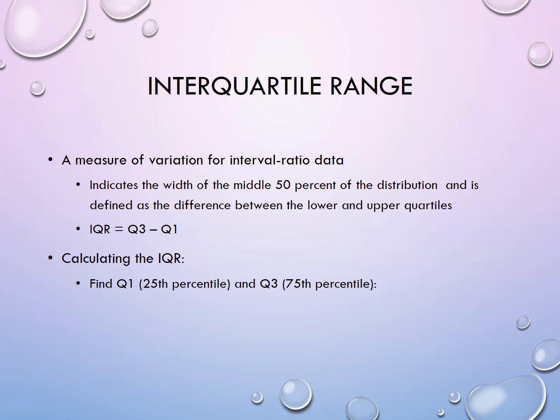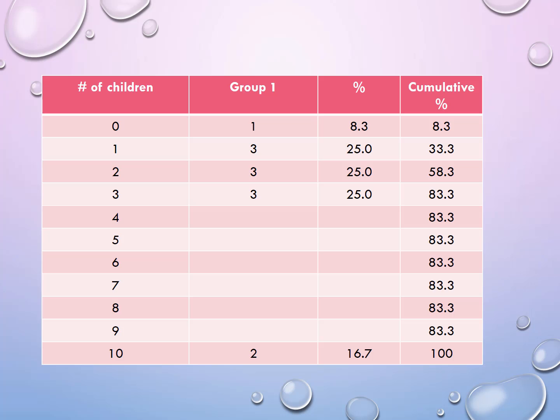The first thing we have to do is find the 25th percentile, which is Q1, and then the 75th percentile, which is Q3. So let me give you an example. Let's just use the number of children for group 1 that we just saw, so I can show you an example of how to calculate the interquartile range.